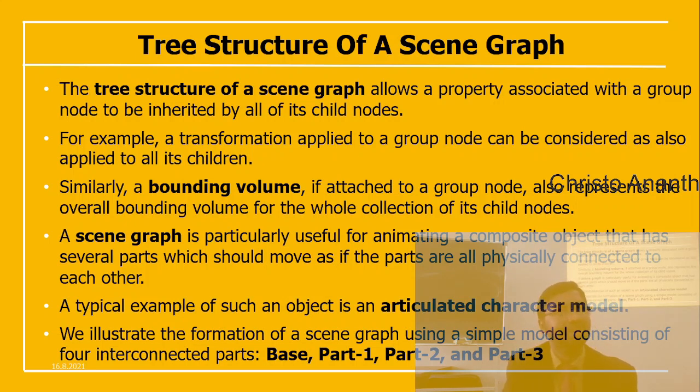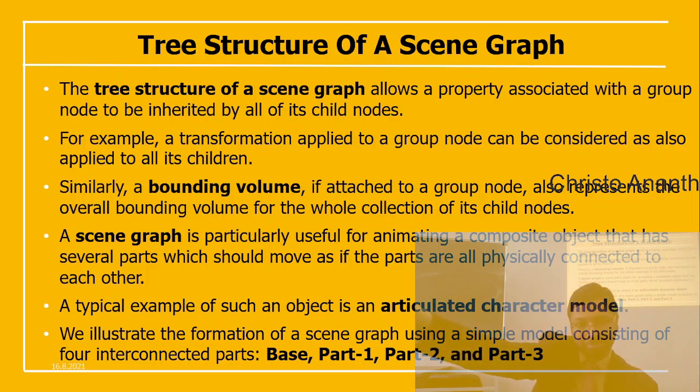Then the scene graph, that is how you try to animate a composite object. We have several parts that will move, and if the parts are physically connected to each other, they will all move simultaneously, because if this part moves, this part will also move. Okay. So this is a typical example of the articulated character model. So we'll illustrate the formation of the scene graph using a simple model.